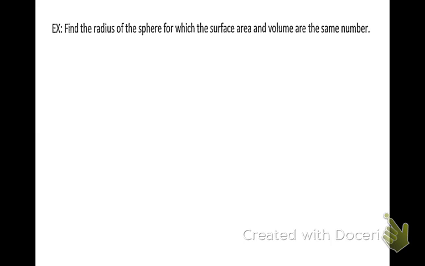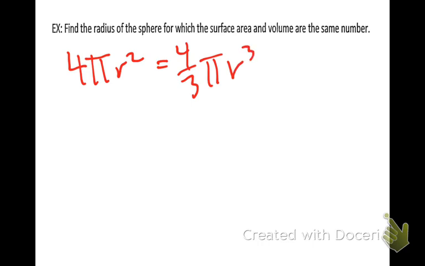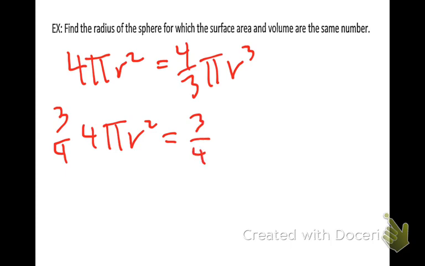Jordan? 4 pi r squared. Yeah. You set the area formula equal to the volume formula. So it would be 4 pi r squared equals 4/3 pi r cubed. So then I simplify, so I'm going to multiply both sides by 3/4. 3/4 times 4 pi r squared equals 3/4 times 4/3 pi r cubed.